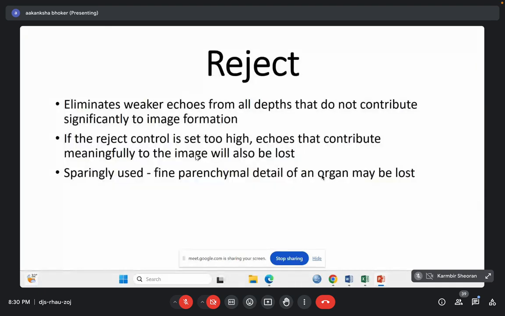Reject is generally not frequently used. इसका क्या काम है कि नॉइज को हटाता है, लेकिन अगर हम रिजेक्ट को बहुत ज्यादा हाई कर देंगे तो नॉइज के साथ यूजफुल इंफॉर्मेशन को भी हटा देगा.